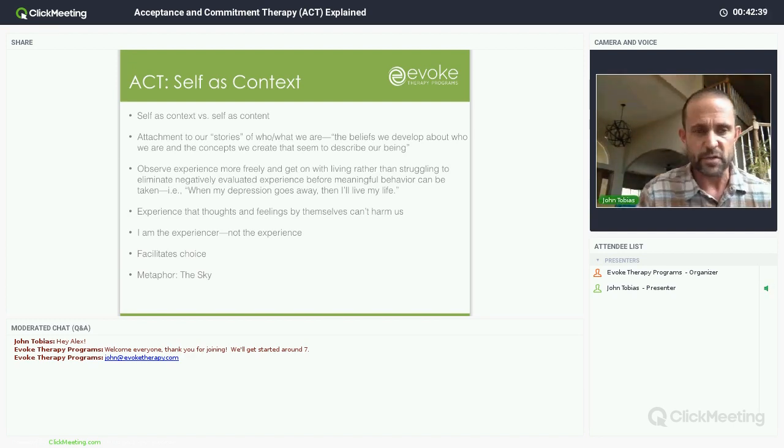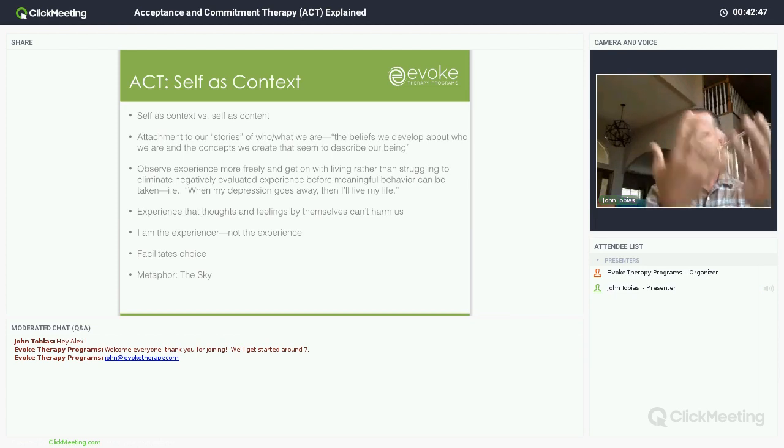What I'm illustrating is that there is the experiencer, or self as context, and then the experience, or the content itself. Self as content is where I'm looking at the world from my difficult internal experience. Self as context is where I've created some space between the observer self and the content. I hope that makes sense. So from here, this is a much more flexible relationship with my internal experience, right?